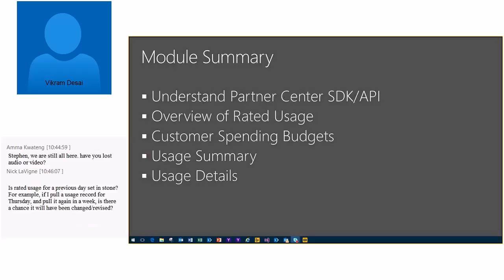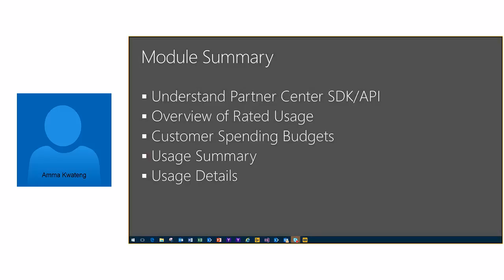Okay, there's one more question. I'll read it because not everyone is on IM. This question is from Nick: is rated usage for a previous day set in stone? For example, if I pull a usage record for Thursday and pull it again in a week, is there a chance it will have been changed or revised?